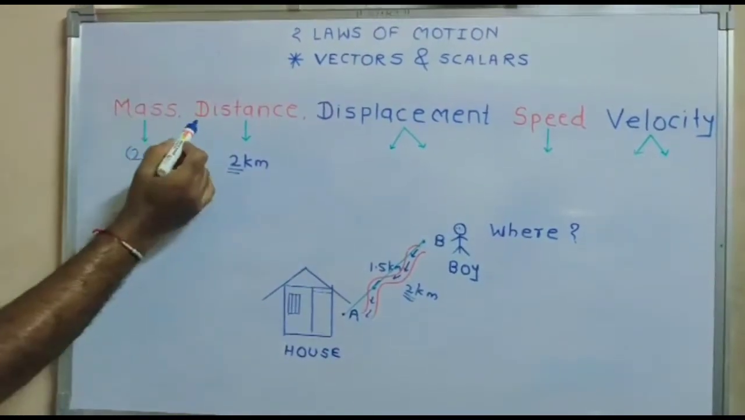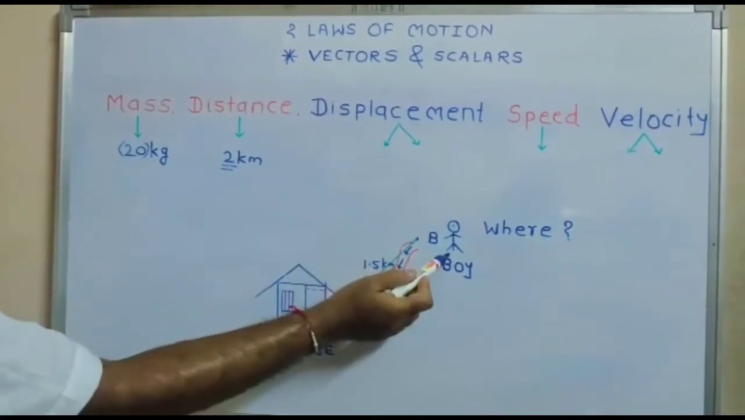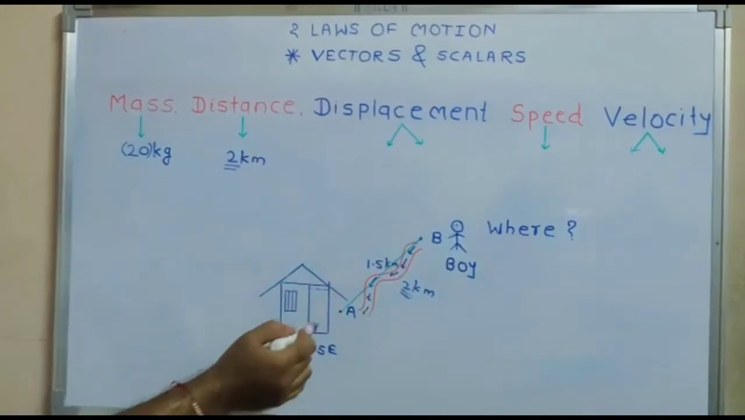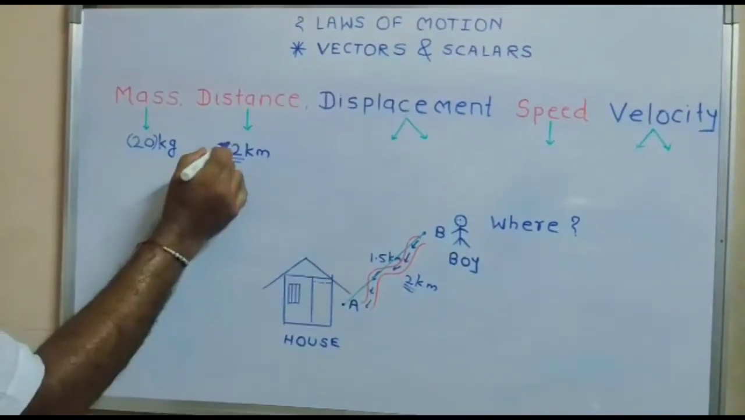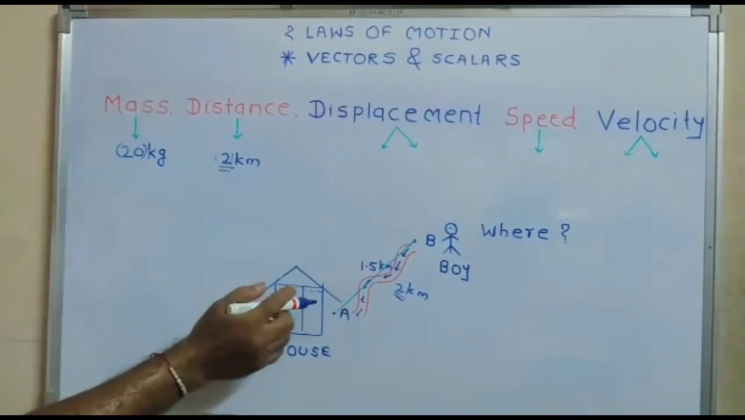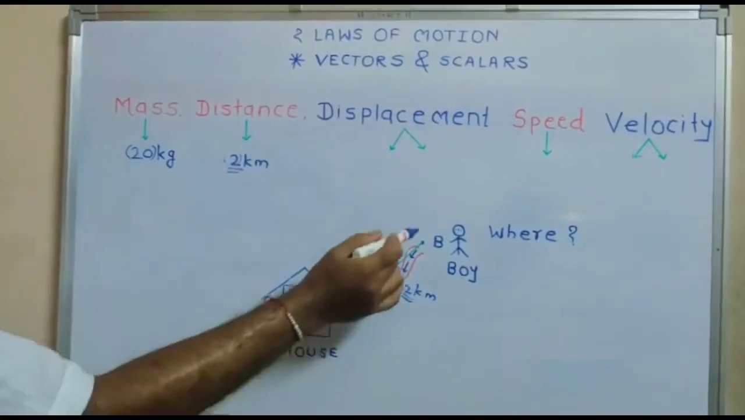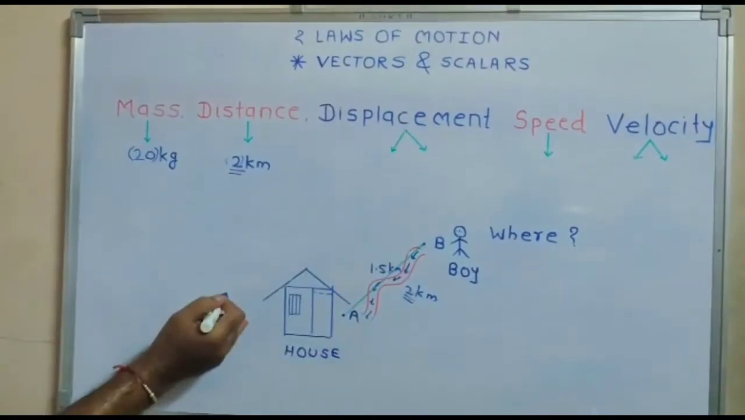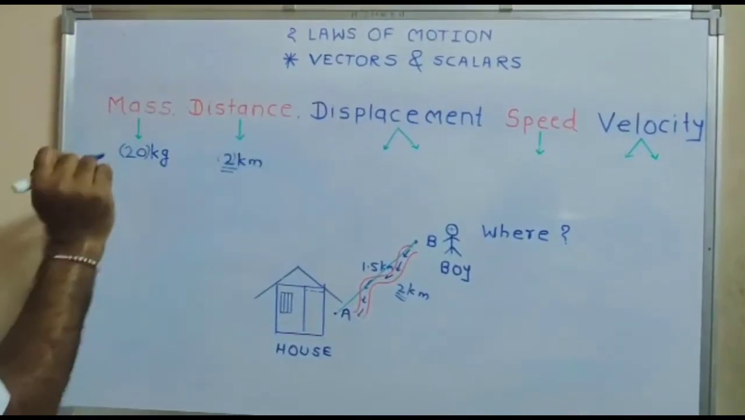Now I will consider the second quantity, that is the distance. The distance between the boy and his house is about 2 km. This 2 km gives me a total idea that the boy is located at a 2 km distance from his house. Now there comes a next quantity.